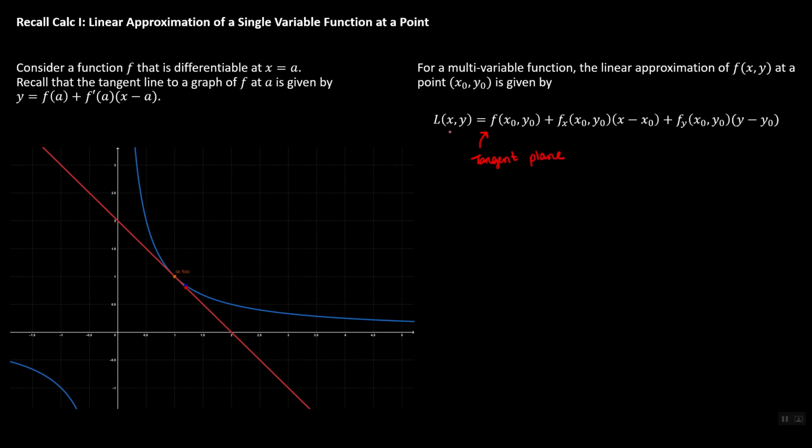Notice that we're using the notation L of x and y. This is saying that the linear approximation, we're calling that L, it's a function. And we can calculate approximate values for f using the function L. L is defined to be the tangent plane.